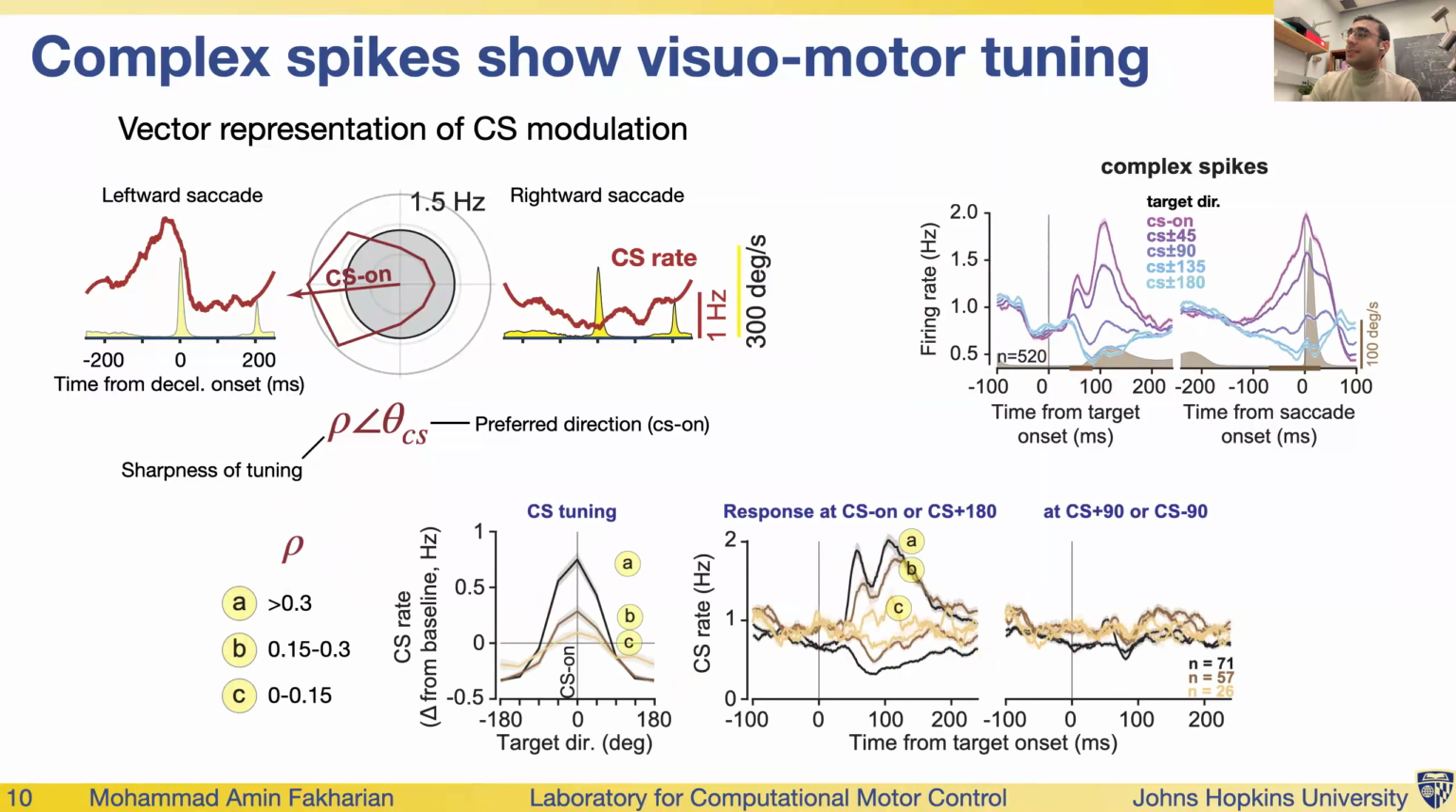And for some neurons, it's less sharp. They're less modulated by the movements and the visual targets. But in all cases, the complex spike is blind to the errors or the visual targets that are at CS plus or minus 90 degrees.